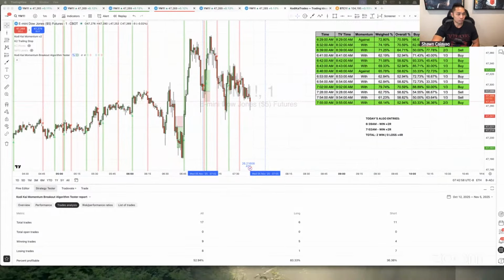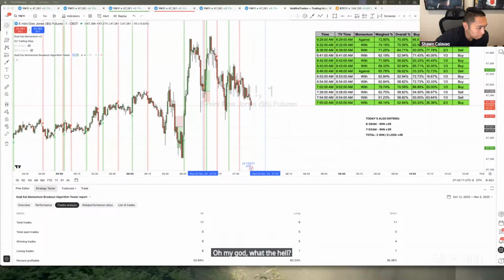All right, here we go. Let me try to log back in. Oh my God, what the hell? Hmm, that is weird. So now NinjaTrader is not even letting me connect at all.